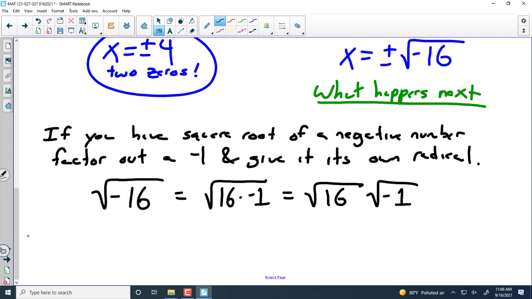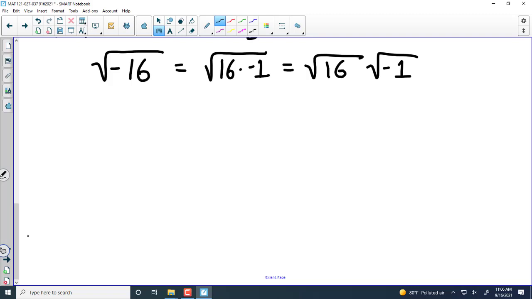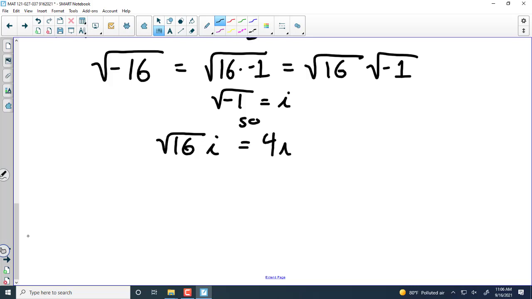or the square root of 16 times the square root of negative 1. Why would I do that? Do we have another way to write this? How can we rewrite that? i. Square root of negative 1 equals i. So now we have the square root of 16 times i. Do we know what the square root of 16 is? 4. So we get 4i for our answer.